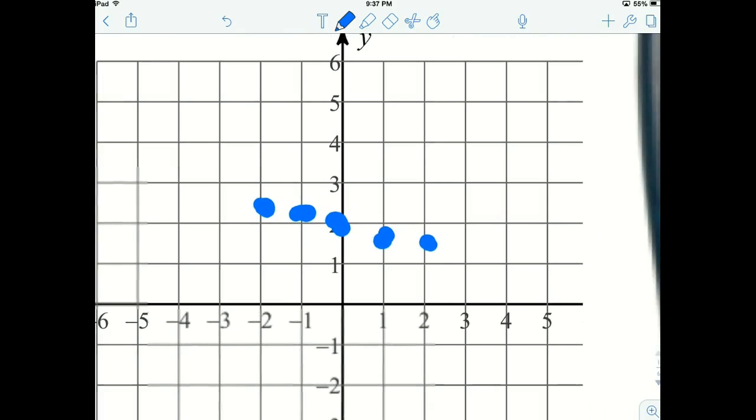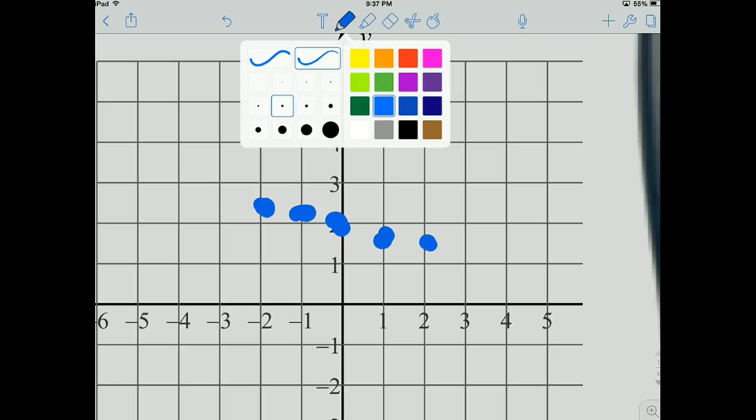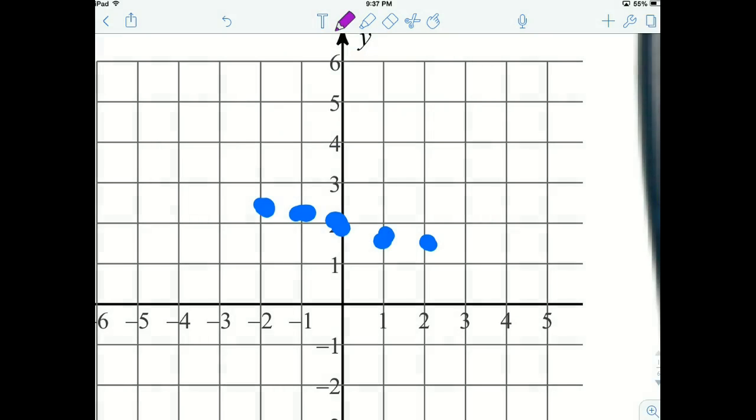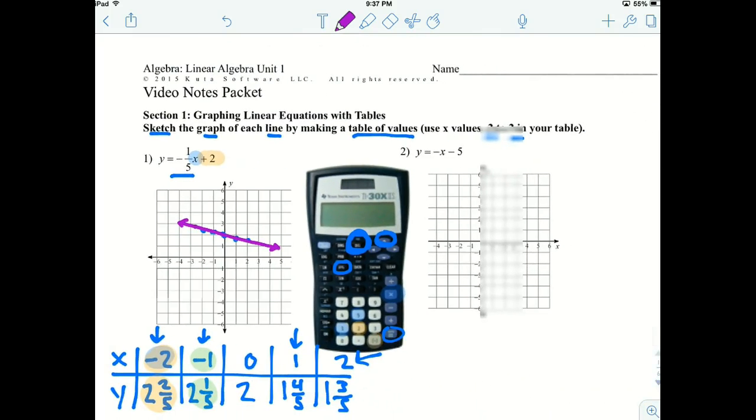Last step I want to do when I'm drawing a line is I want to connect all these dots. So I'm going to go ahead and draw a line that goes through these, and you can continue that onwards and draw arrows because it goes on forever. And that would be my line.